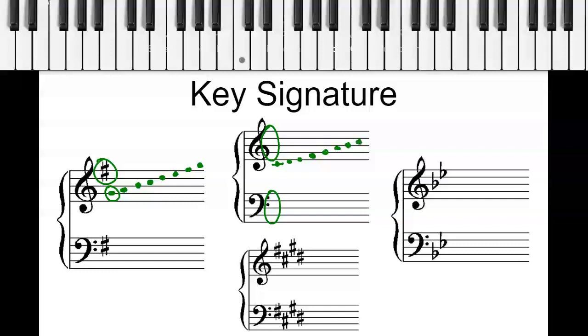But if I use a different note, I might be in a different key or mode. If I used the A as the tonal center, this would be A minor. But if I used the D as the tonal center, then I would be in what we call D Dorian mode. And that sounds like this.